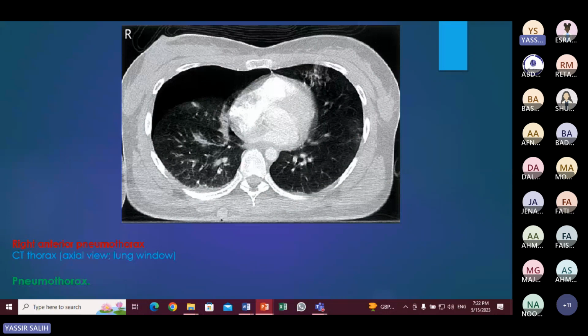Pneumothorax, which is accumulation of air in the pleural cavity or pleural space, the space between the two layers. The visceral pleura is adherent to the lung, and the parietal pleura is adherent to the chest wall. The air is accumulated between the visceral and parietal pleura. By definition, this is a pneumothorax. This is the air, the hypodensity, within the pleural cavity. This is pneumothorax.